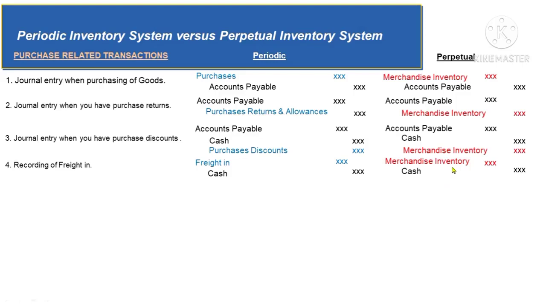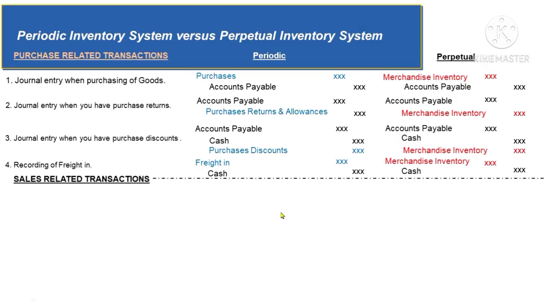So if you are going to summarize what's really happening right here, we can say that instead of using the purchases, purchase returns and allowances, purchase discounts, and the freight in, you are going to use the merchandise inventory account instead. How about sales related transactions?